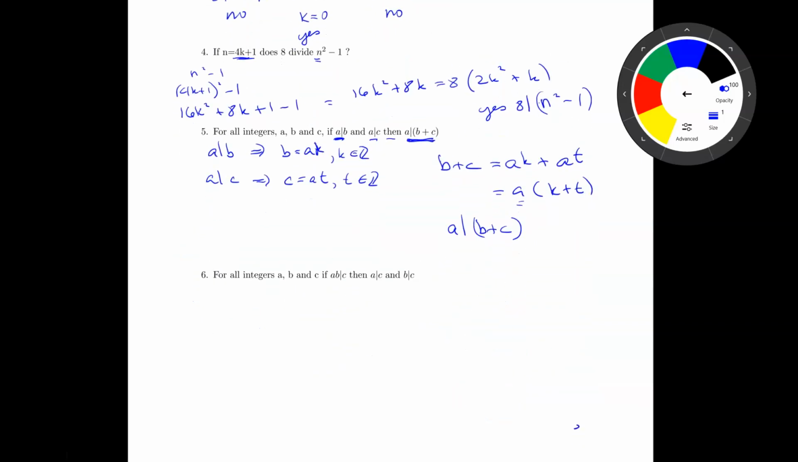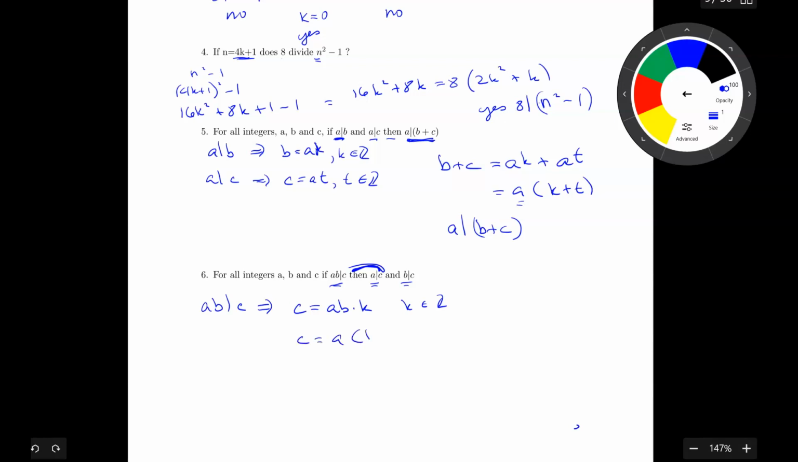All right, let's do something a little different. If ab divides c, then a divides c and b divides c. Okay, so ab divides c. That means that c is equal to ab times k, where k is an element of the integers. So I always start off with the definitions. Okay, so what am I looking to show? I'm trying to show a divides c.